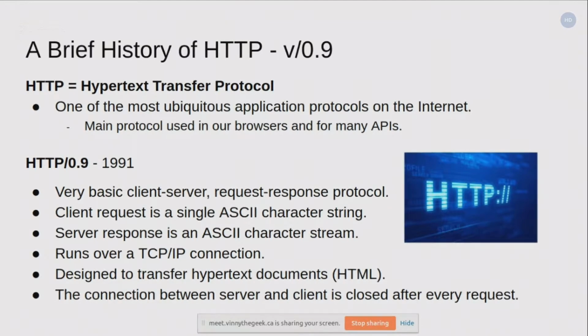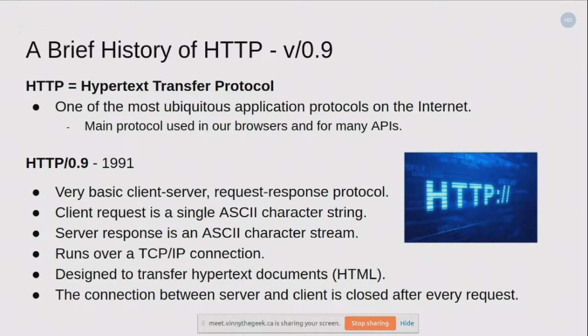HTTP 0.9 started off in 1991. It was a very basic protocol. It was a client-server interaction, just a simple request and response. The client requests were ASCII encoded, so it was an ASCII character string, and the server response was also an ASCII character stream.